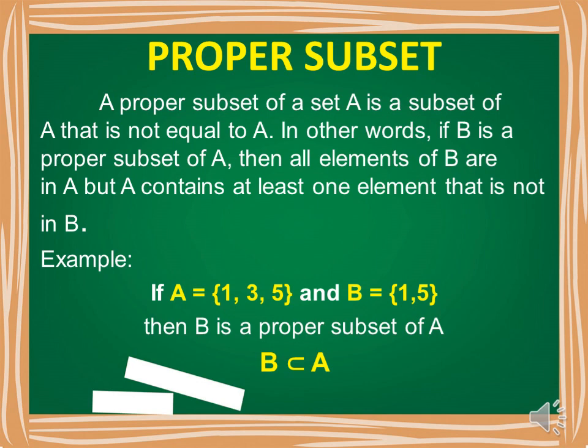In symbol, we denote it like this. What makes B a proper subset of A? Because of the element 3 here. Based on the definition, B can only be a proper subset of A if all elements of B are in A, but A contains at least one element that is not in B.